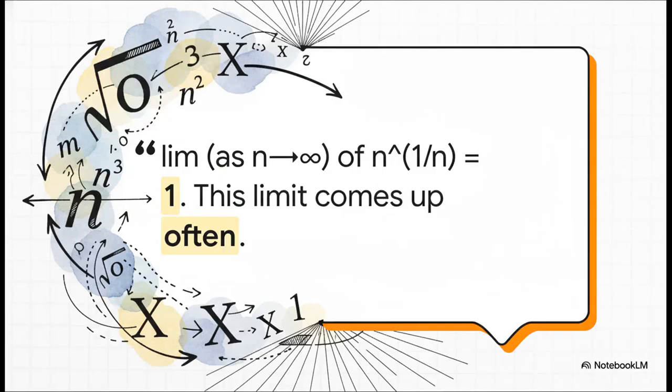Okay, here's a little pro tip for you. A limit you should probably just commit to memory. The limit as n goes to infinity of n to the power of 1 over n is 1. Why should you care? Well, because you'll often run into terms like n squared or n cubed inside your series. When you apply the root test to those, this little limit property pops up all the time. Knowing it's just 1 can save you a ton of work.